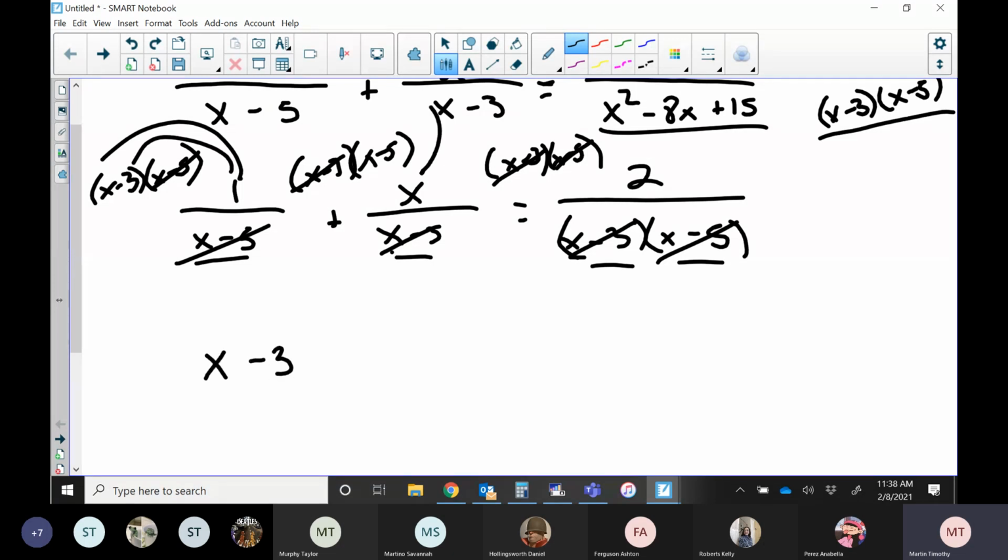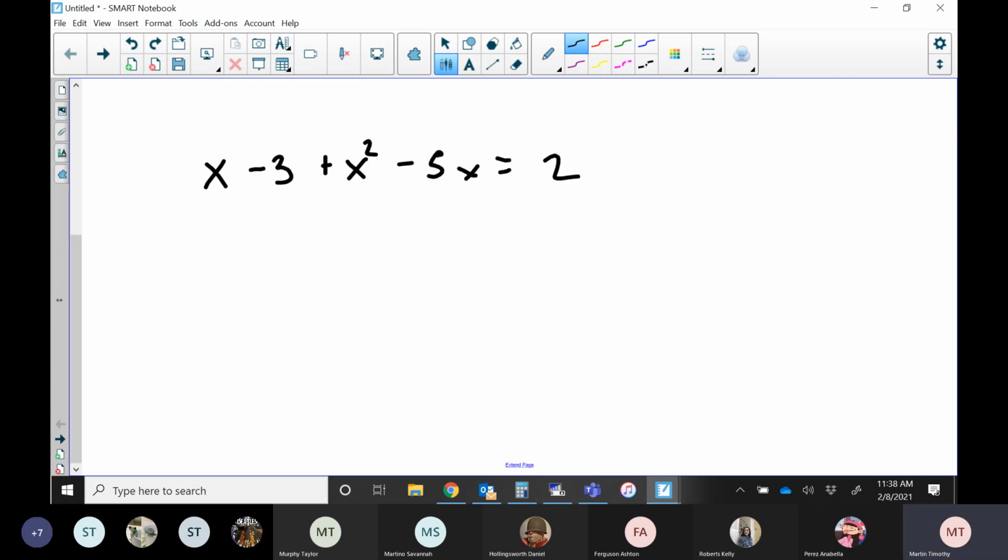I'm going to distribute this x. x times x is x squared. x times negative 5, negative 5x, equals, since this turned into a 1, it's just a 2 on this side. Since I do not have 1x right now, I'm going to have to try to solve this by factoring and set this thing equal to 0.